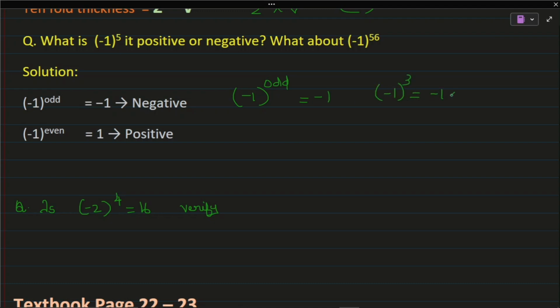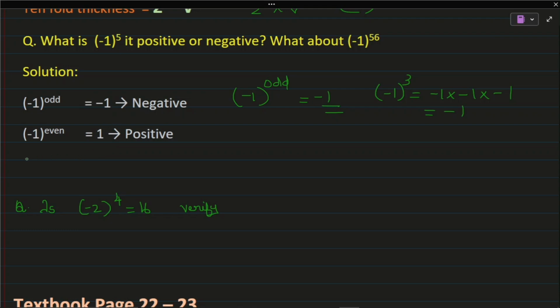That means minus 1 multiplied with minus 1 multiplied with minus 1. So answer is minus 1. Same number will come. So whenever the power is odd number, minus 1 raised to that odd number power, answer will be the same, minus 1. And minus 1 raised to an even power, then in that case answer will be 1.